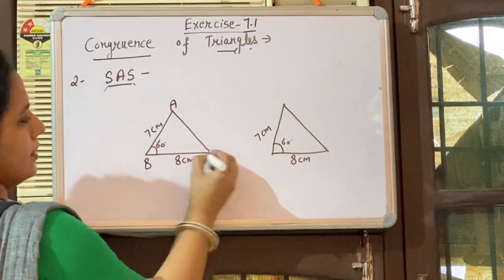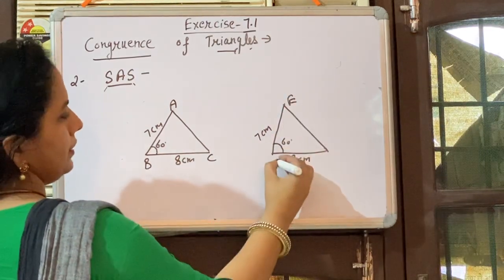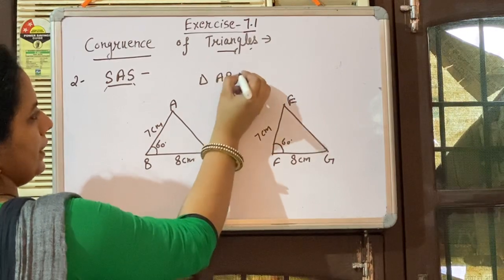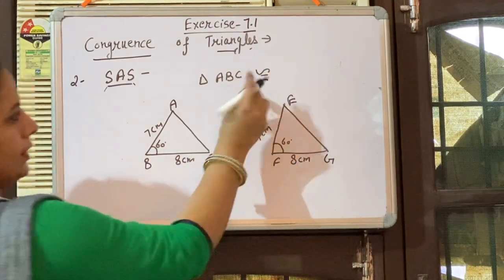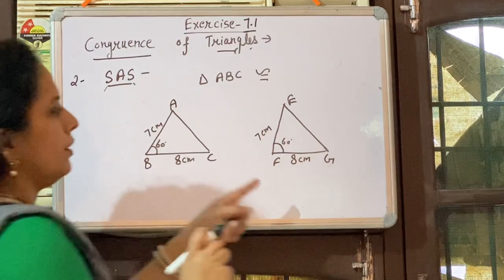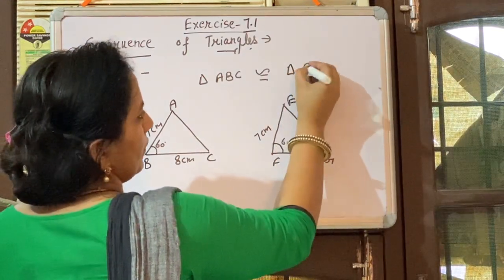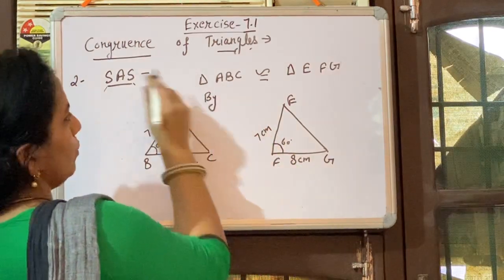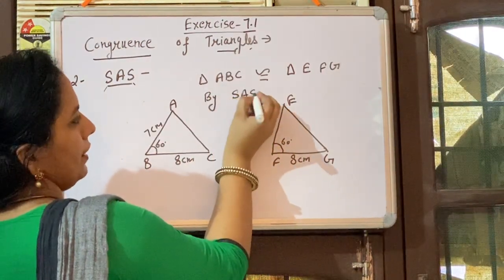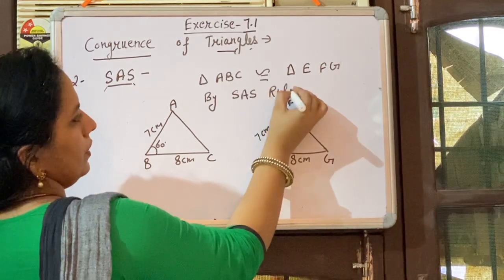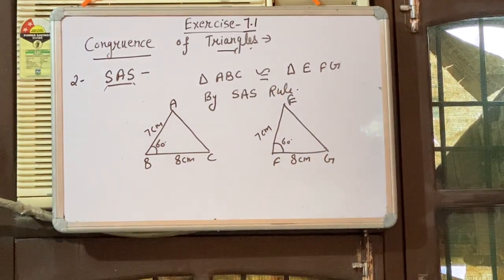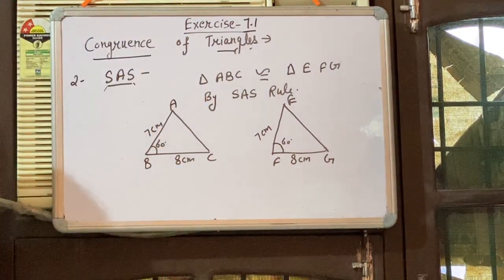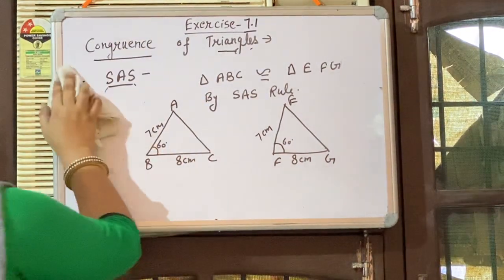So in our answer we will write that triangle ABC is congruent, this is the sign of congruent, to triangle EFG by the congruence rule, which is side angle side rule. So today we will discuss just these two rules. Now we will do some questions related to only these two rules.